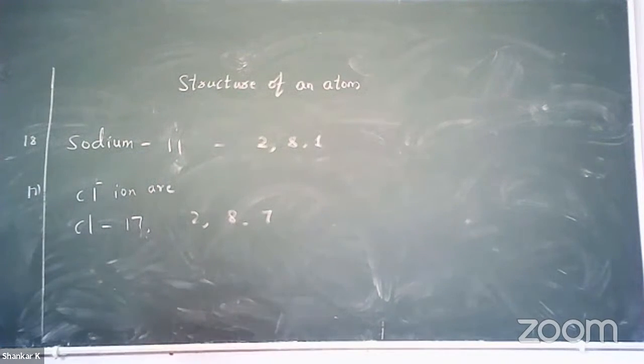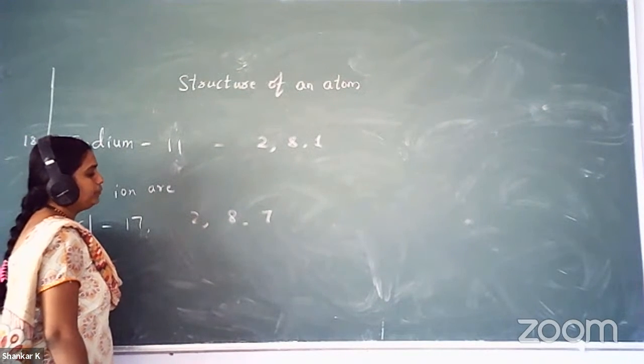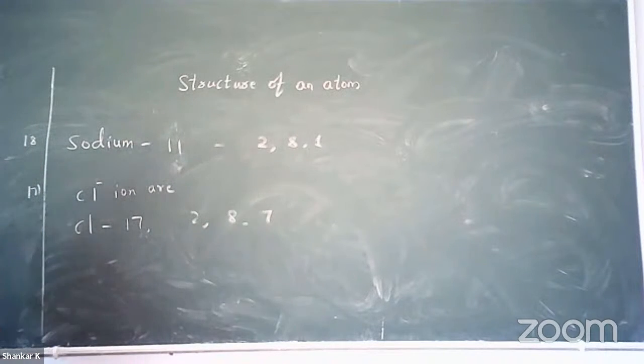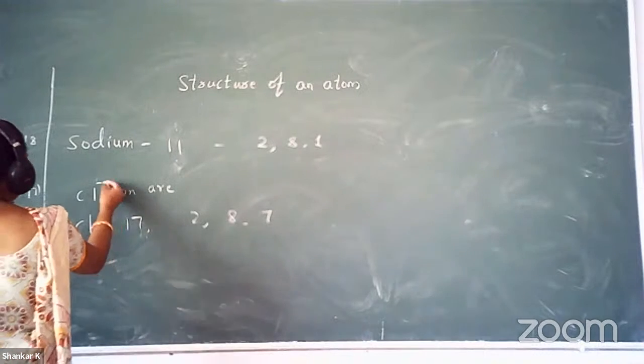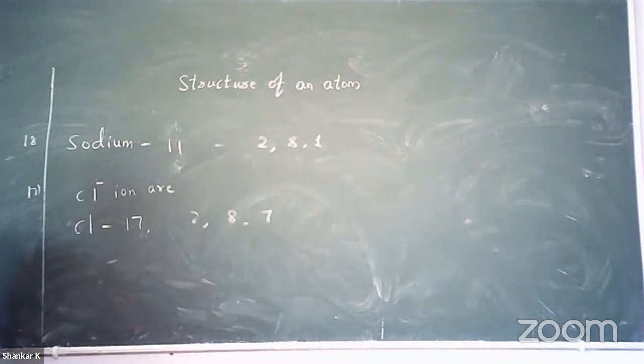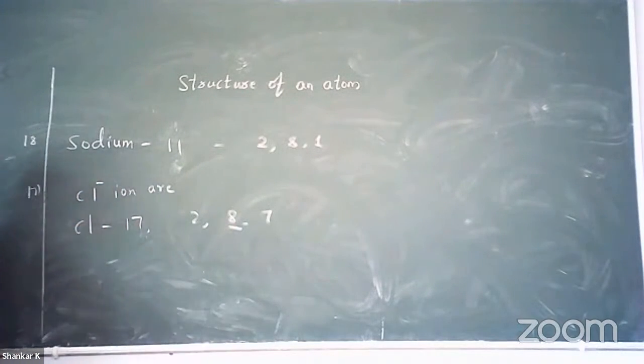How do you say 8, students? You say the answer is 8. Now how did you say? So it is a chlorine ion, no? That's why. In the chlorine ion, the outermost shell, how many electrons should be present? There should be 8 electrons.